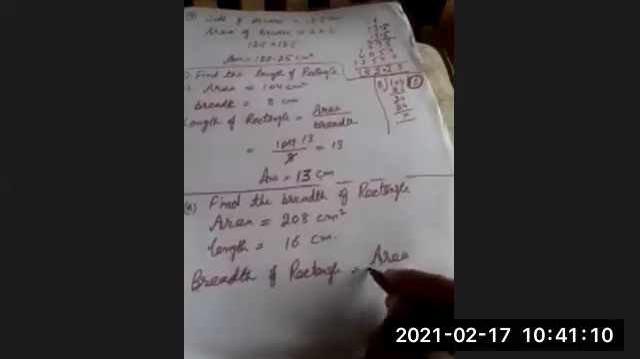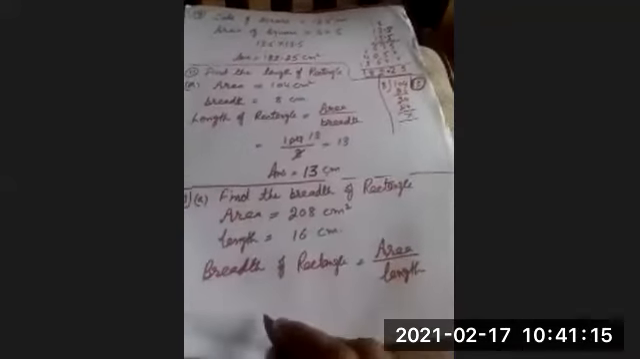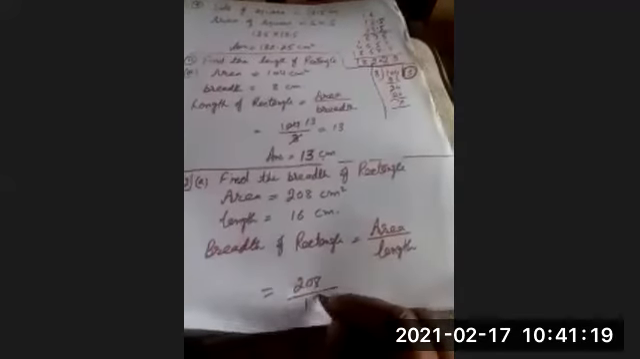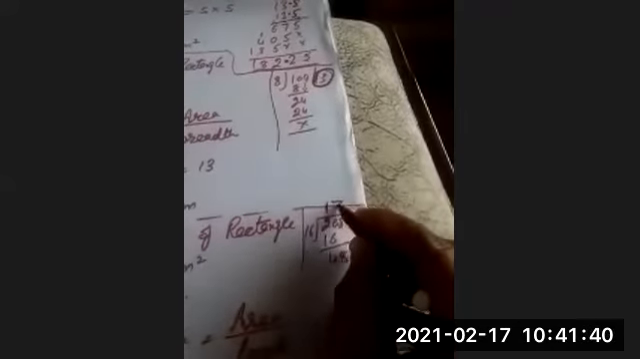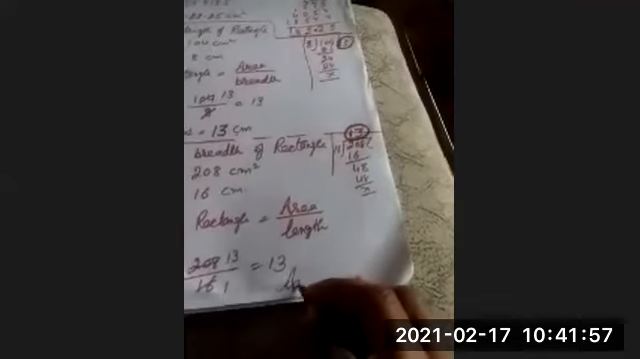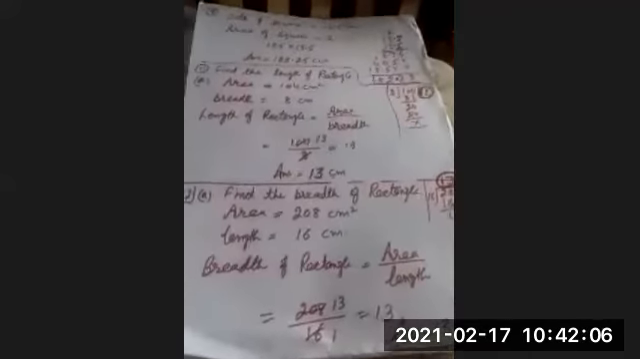Area divided by length. Area is 208 and the length is 16. Now divide 208 by 16. First we'll divide by 1, 6, 4 and next digit is 3. 16 threes are 48. So the width of this rectangle is 13 centimeters. So your answer is 13 centimeters. These were the 11th and 12th questions of exercise 78.